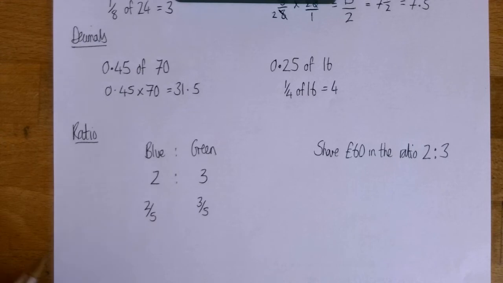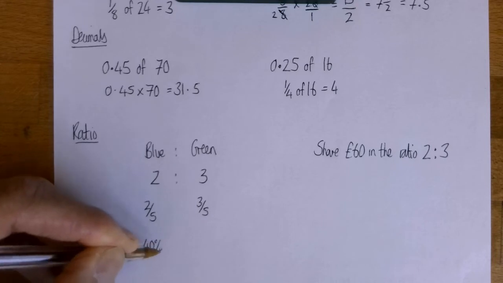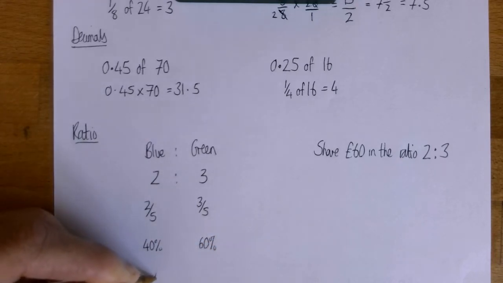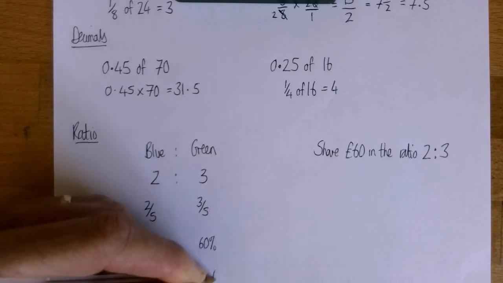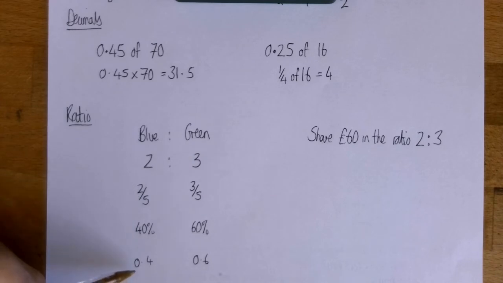2/5 and 3/5, I could write that as a percentage. That's 40% and 60%. Or I could write it as a decimal, 0.4 and 0.6. So I've got 3 ways of writing that mixture: as a fraction, as percentages, and as a decimal. And don't forget the sharing.